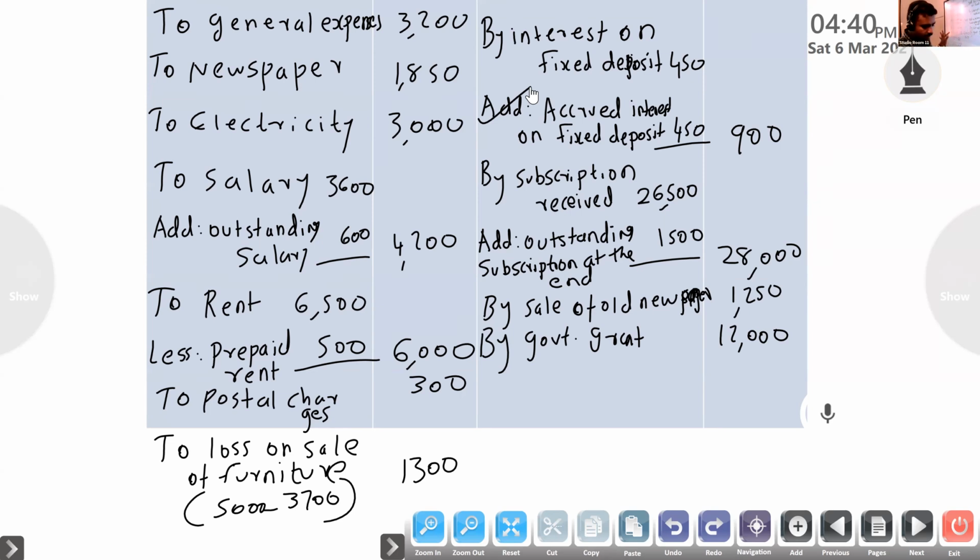Now this third adjustment is related to opening furniture. No depreciation, nothing. If depreciation is there, we have to write.